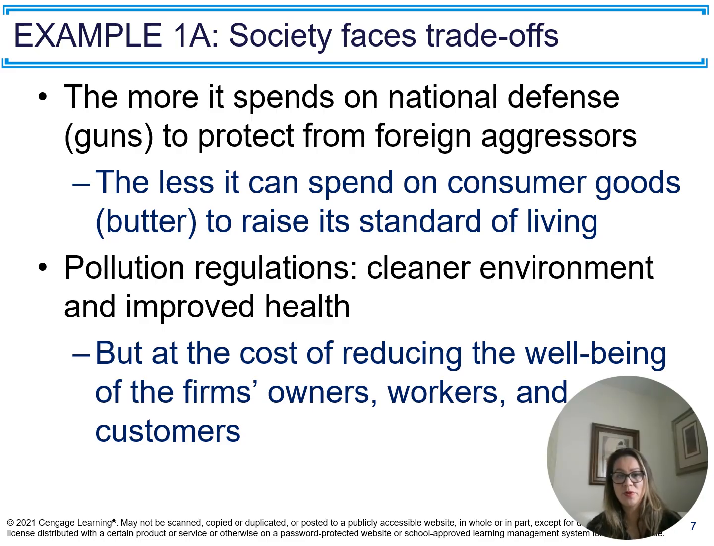Same as pollution regulations: cleaner environment and improved health, but at the cost of reducing the well-being of the firm's owners, workers, and customers, right? So we always face trade-offs, and we can't get everything we want, even as a society as a whole.